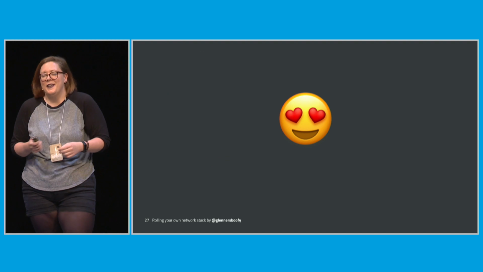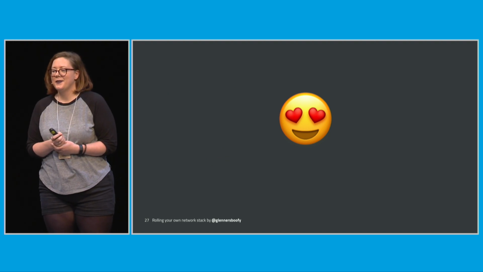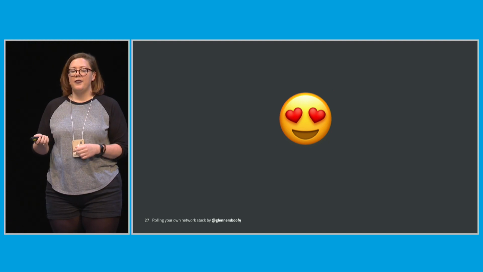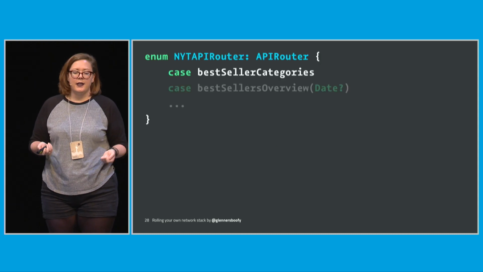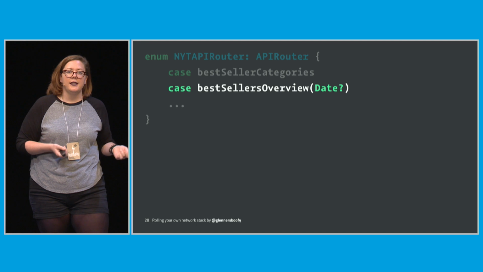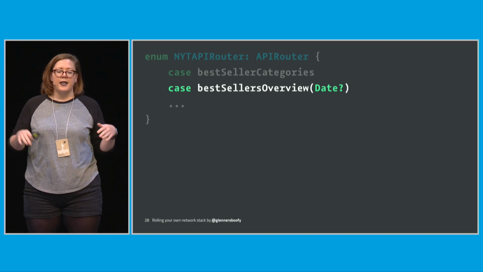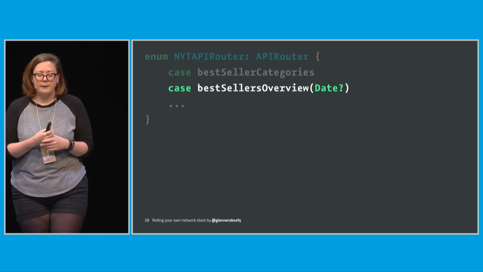Yeah, I really love this way of using enums. Maybe it's not the way they're intended to be used, but I really like it. And then, in addition, it's really easy to add another request to it. So you just have another case. And then it's really nice with associated values. You're able to pass any data that you want to the API.